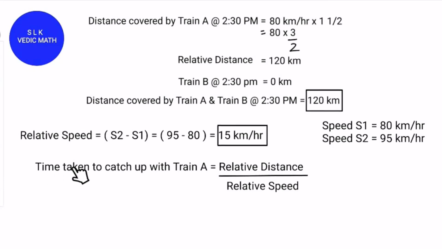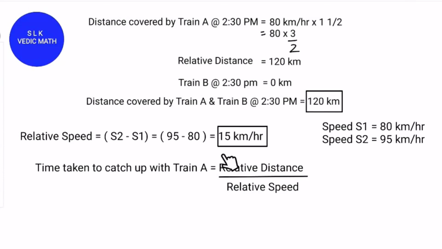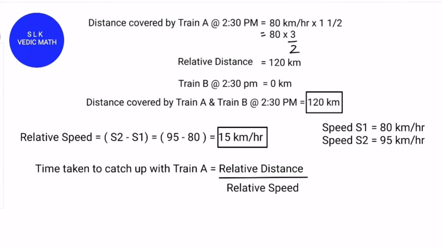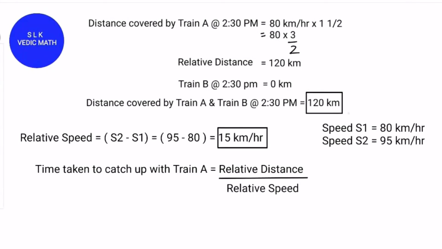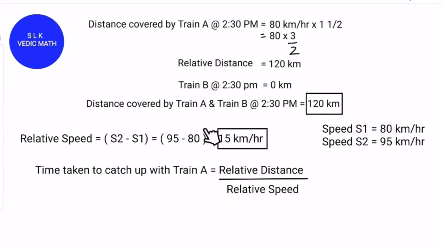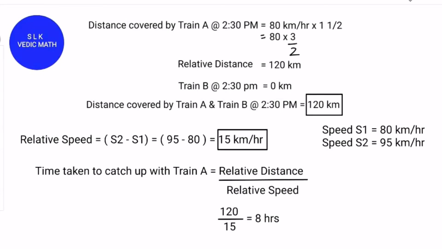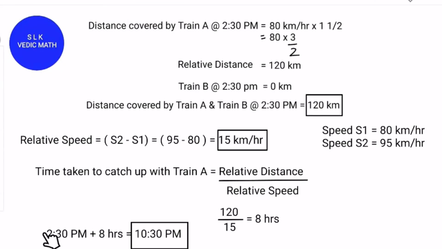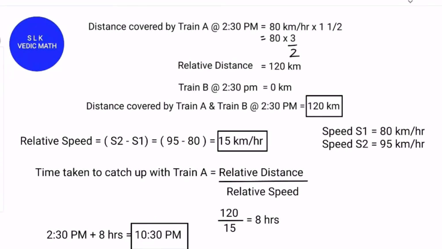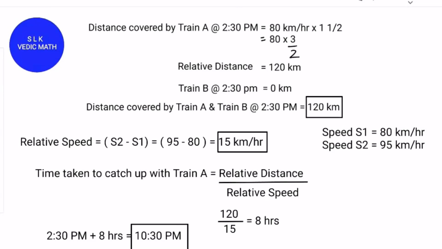So we have to find the time taken to catch up with train A. So it's relative distance divided by relative speed. As we know, the relative distance is 120 kilometers, and the relative speed is 15 km per hour. So we divide 120 by 15, which is 8 hours. So we have to do 2:30 p.m. plus 8 hours, which gives us 10:30 p.m. So both the trains will meet each other at 10:30 p.m.